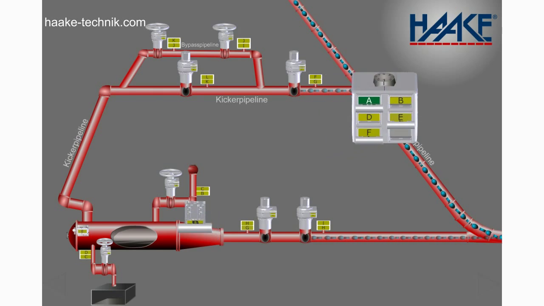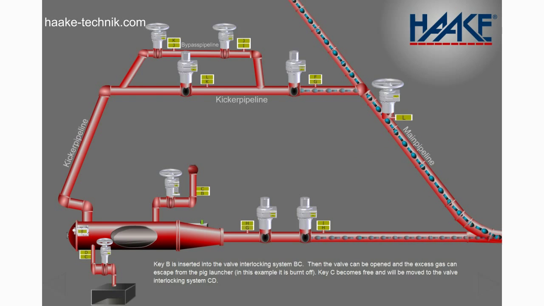Key B is inserted into the valve interlocking system BC. Then the valve can be opened and the excess gas can escape from the pig launcher. In this example, it is burnt off.